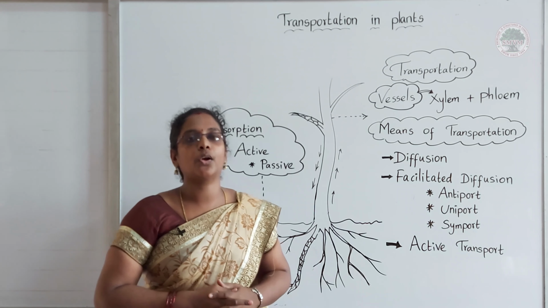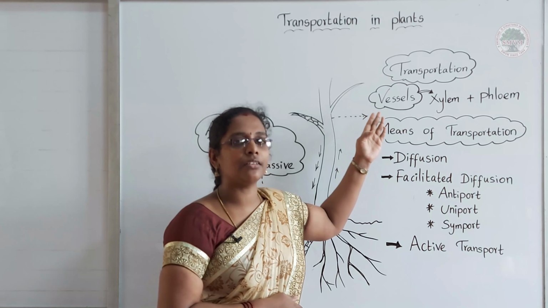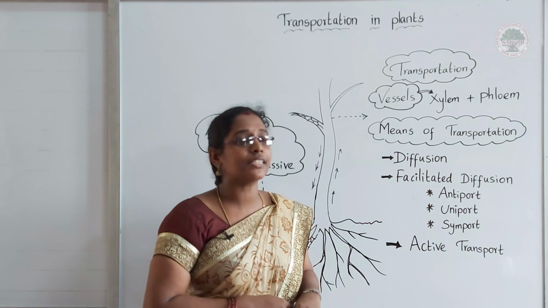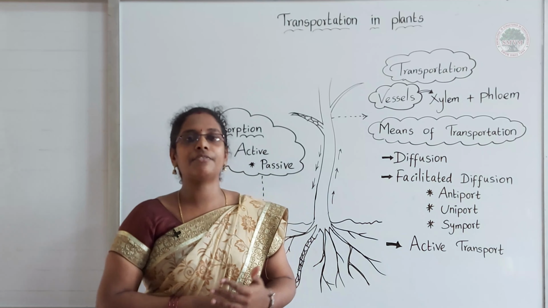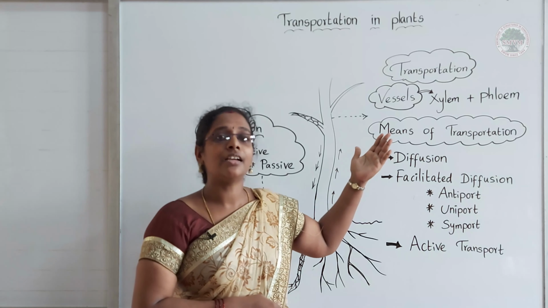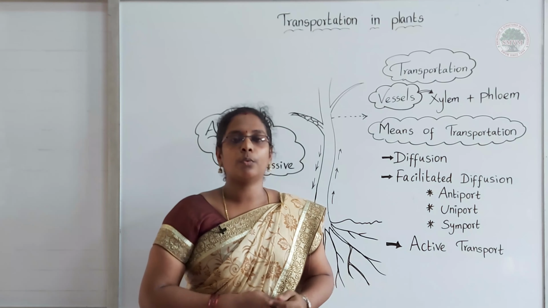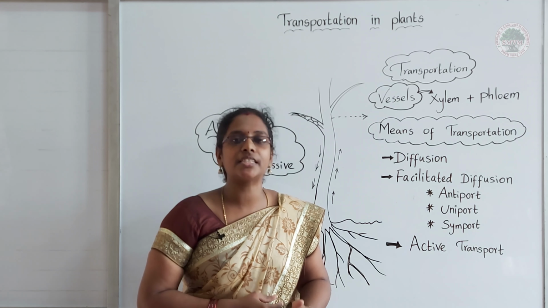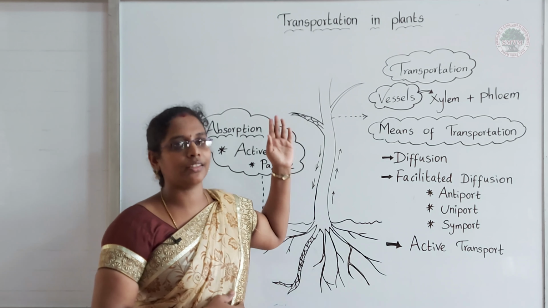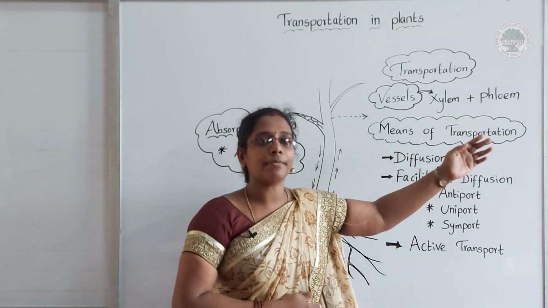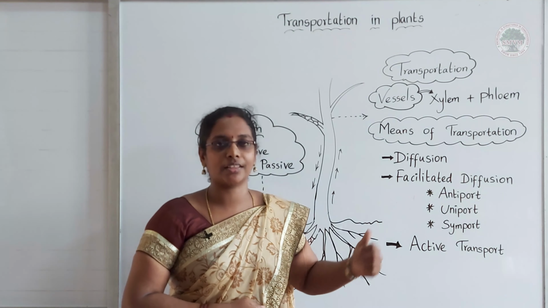Next we are going to discuss transportation. Transportation is done by two different vessels, that is xylem and phloem. In our previous classes, when we discussed the types of cells, we discussed xylem and phloem. What about xylem? The xylem vessels transport water from one part of the plant to another part. In the case of phloem, it transports food, which means nutrients, from one part of the plant to another part.